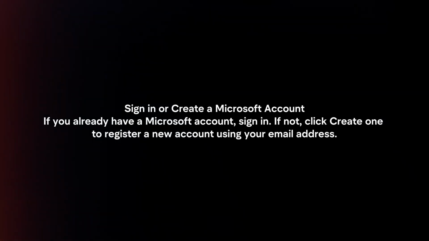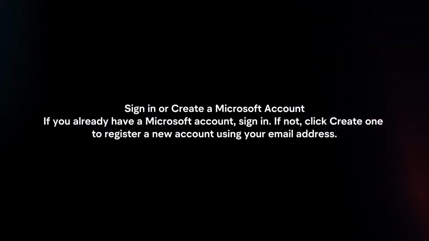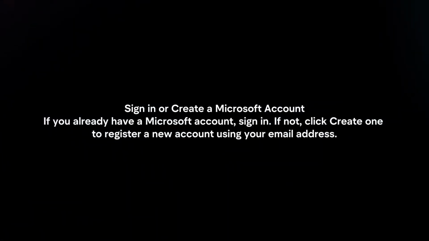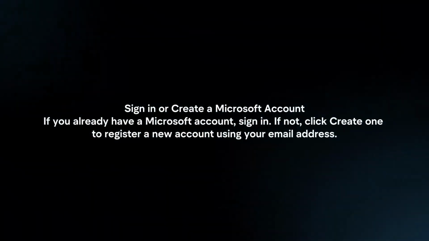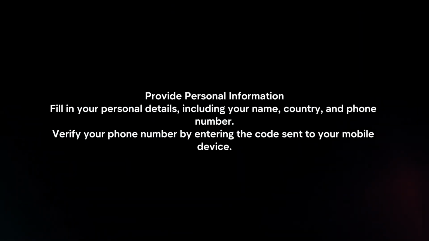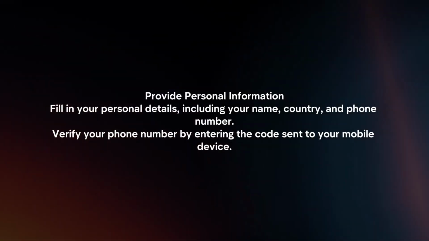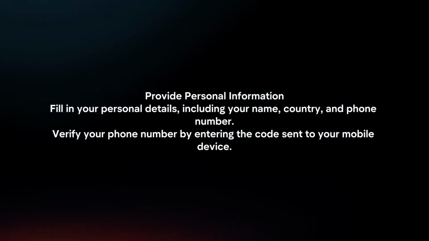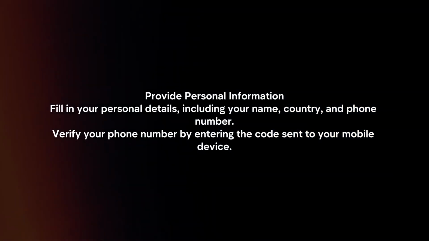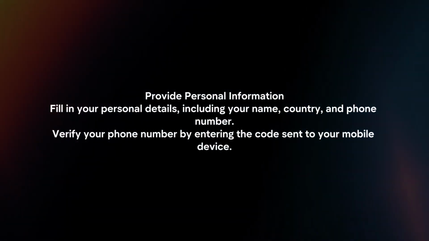Sign in or create a Microsoft account. If you already have a Microsoft account, sign in. If not, click Create One to register a new account using your email address. Provide personal information. Fill in your personal details, including your name, country, and phone number. Verify your phone number by entering the code sent to your mobile device.